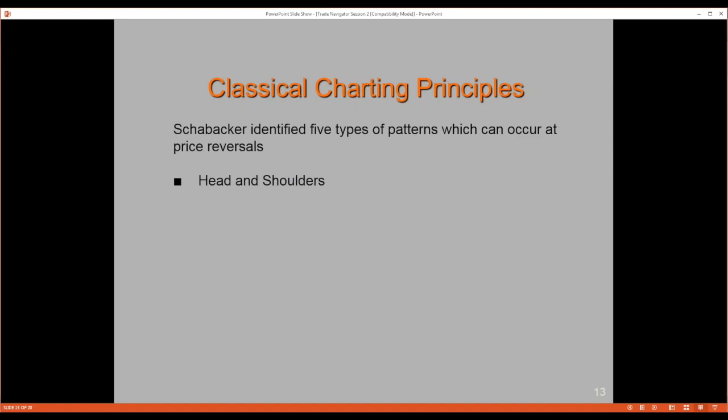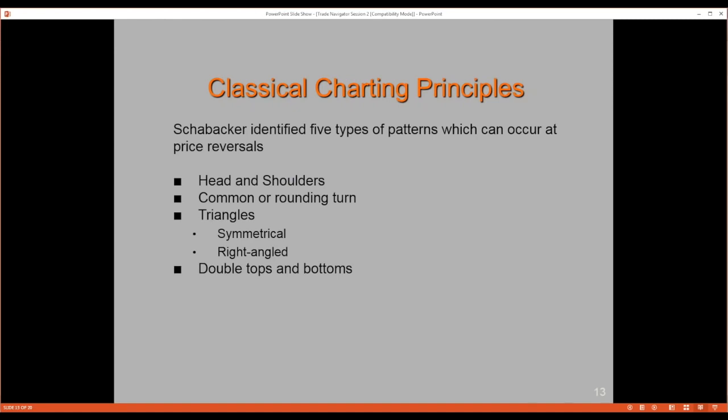The head and shoulders pattern. Head and shoulders, if drawn correctly, if analyzed correctly, if understood correctly, is the most reliable pattern of all classical chart patterns. The common or rounding turn, and I'll show you examples of all of these in a minute. The triangles, which include the symmetrical triangle, and I've warned you against that, but nevertheless, Schabacker identified it as a pattern which can be a reversal pattern. The right angle triangle, that's a descending triangle or an ascending triangle, double tops or bottoms, and the complex pattern.